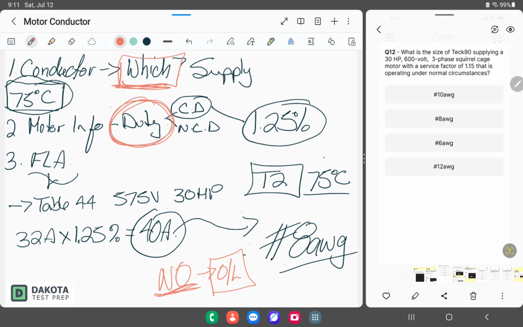So be very careful in the CFQ of all the extra information they're trying to give you to mess with you, because that's what they do best. Always ask the exact same questions: what's it asking for, what do we have, what do we need? Once you know specifically what it's asking for, you can pick out the relevant information. In this case, the service factor and the fact that it's operating under normal circumstances have nothing to do with the answer of a number 8. There we go.